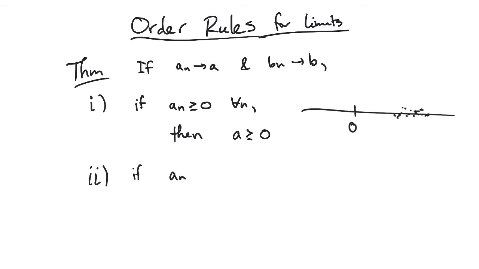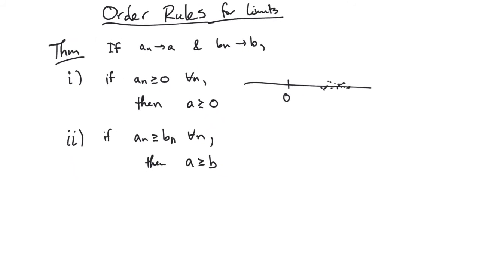And the second one is similar but involves two sequences at once. It says if a_n is greater than or equal to b_n for all n. This means you have two sequences and for every term, the a is always bigger than the b. Then, anyone want to guess what we're going to say for the conclusion? Yeah, then a is greater than or equal to b. So if all the a's are bigger than their corresponding b's, then whatever the a's converge to has to be bigger than whatever the b's converge to. Totally reasonable. Again, these are what they call the order rules for the limits.